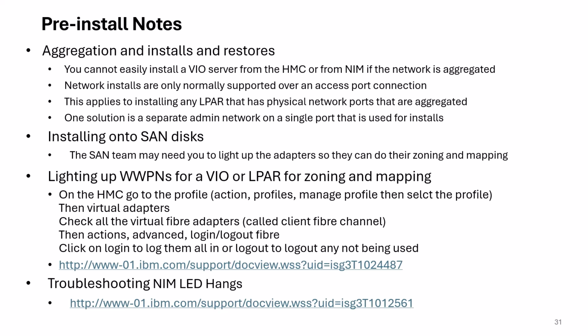If you're installing onto SAN disks, the SAN team, before they do their zoning and mapping, may need you to light up the adapters. There are multiple ways that you can do it. The easiest way is to go onto the HMC and go into the profile and then select virtual adapters, check them all, and then go Actions, Advanced, Log in, Log out Fiber. You can then tell it to log in the fiber and it should light them up so that they can do their zoning and their mapping.